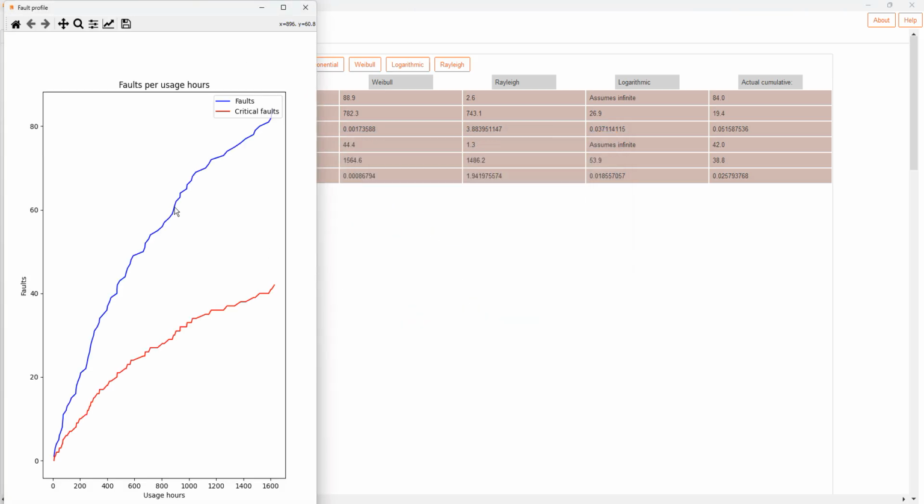Another way to look at it is the non-cumulative faults over time. It's just a different way of seeing the same data. We can see this curve here. It means that things are leveling off. Now, what we'd really like to see is that they're actually flattening out, which is not happening yet, but we can see that it's starting to level out. So that's a good sign.